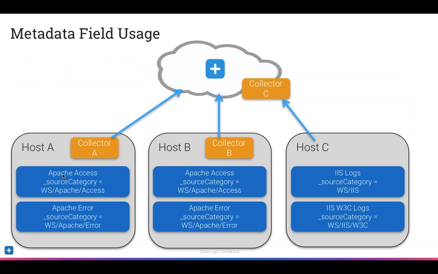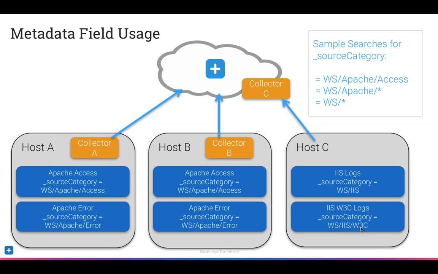Let's go back to this picture of our typical customer, as you're seeing here. In this case, what I've done is I've added the source category for each one of the sources in here. So if you notice, my host A, which is my Apache Access data, now has a source category of WS, which stands for web server, so web server / Apache / access, and my Apache error has web server / Apache / error. Host B is going to have the exact same one because it's the same kind of deal, and host C is going to have web server / IIS and web server / IIS / W3C. Why did we go this route?